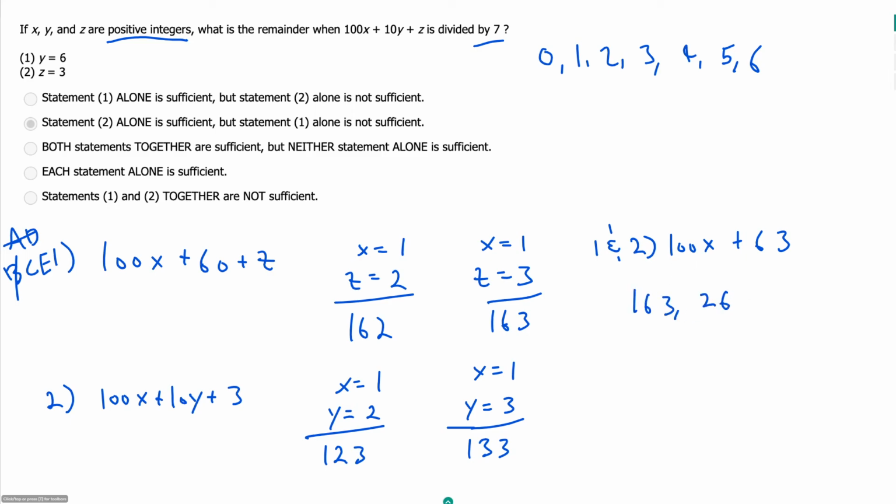And so these numbers are 100 apart, which is not a multiple of 7, which I believe should be enough to tell us that they'll have different remainders, and E is our answer.